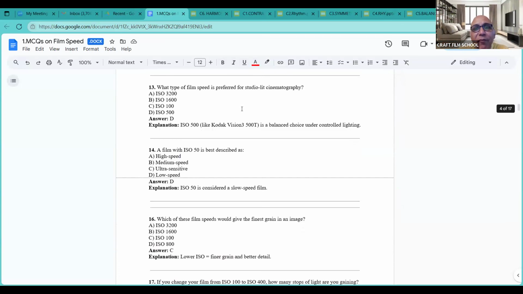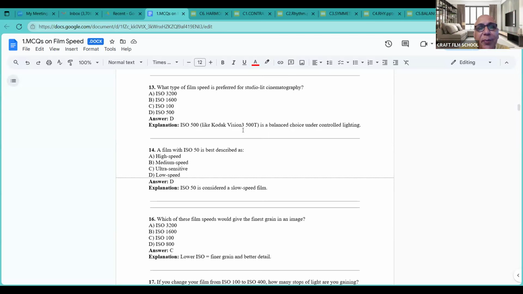What type of film speed is preferred for studio lit cinematography? Very, very important thing. This question is not applicable now. But let's say, for example, you are living 20 years back or 10 years back when motion picture film was there. Inside the studio, when you're shooting, normally you sometimes shoot high speed, for example, slow motion. We will talk about slow motion in more detail. Why is high speed film required for slow motion? Otherwise, too much light will be required to boost the lighting. So what we do is we shoot at a speed which is not slow and also not very high.